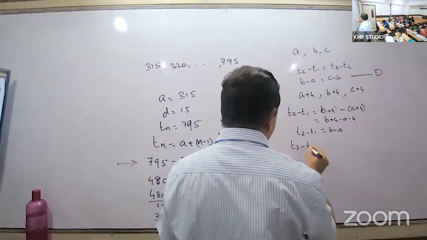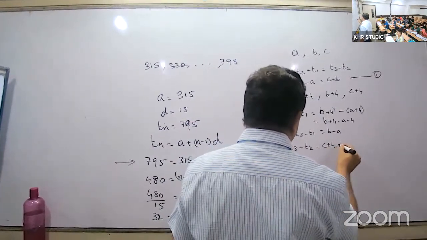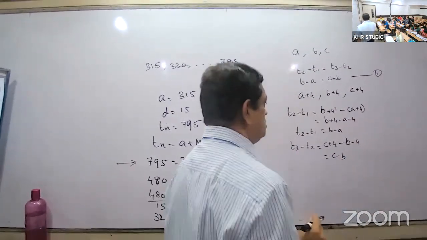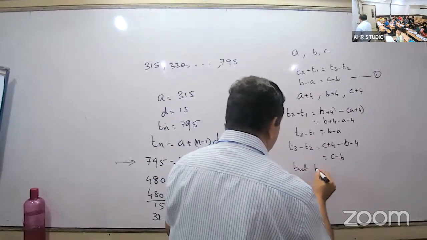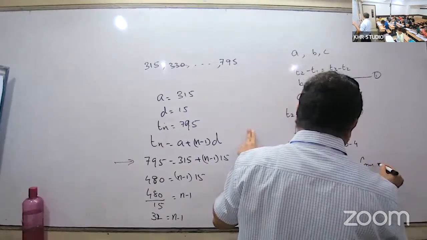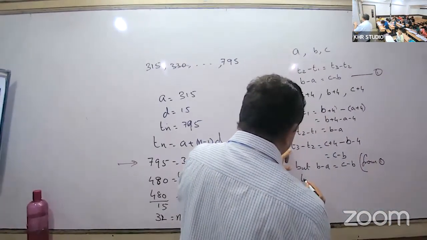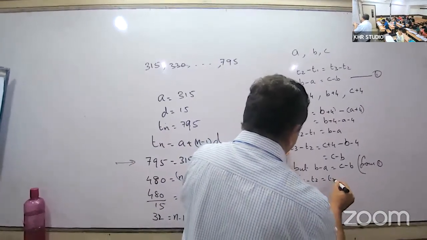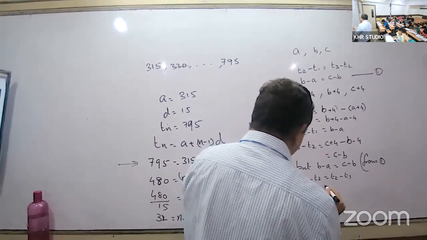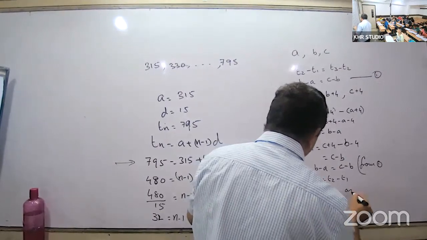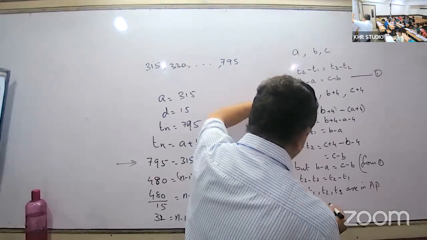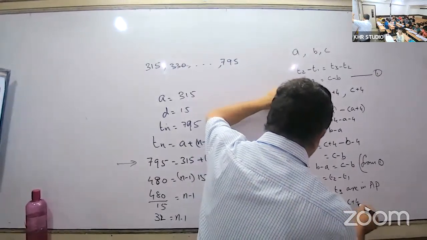Now T3 minus T2, find out how much you will get. C plus 4 minus B minus 4. Same thing, that is C minus B. But B minus A is equal to C minus B. Therefore, what did we get? T3 minus T2 is equal to T2 minus T1. Therefore, T1, T2, T3 are in AP. That is, A plus 4, B plus 4, C plus 4 are in AP.